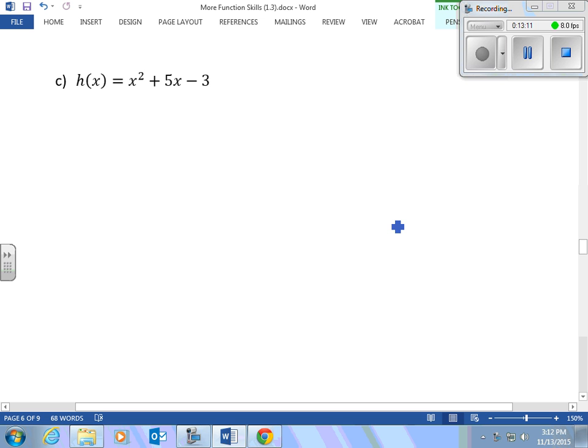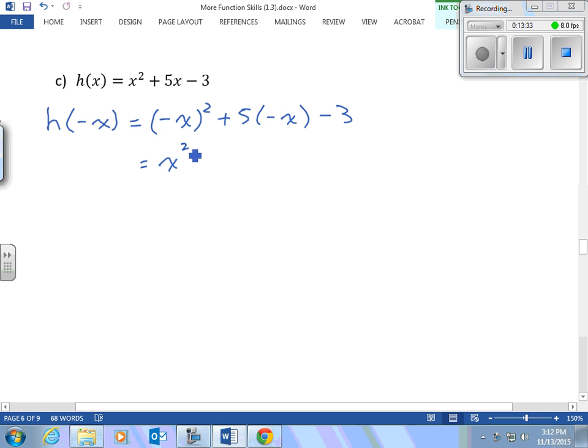Example C here, where we have h of x equals x squared plus 5x minus 3. Let's plug in negative x for that. So h of negative x equals negative x squared plus 5 times negative x minus 3. Well, negative x squared gives me a positive x squared. 5 times negative x gives me a negative 5x minus 3. Okay, so h of negative x is equal to that.